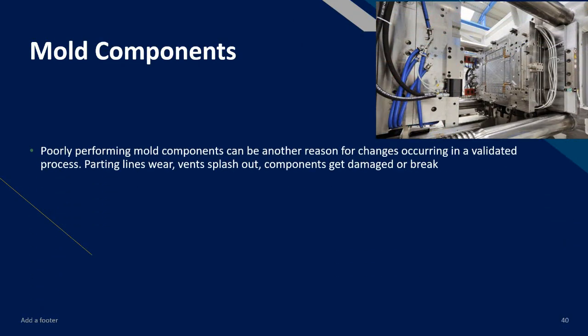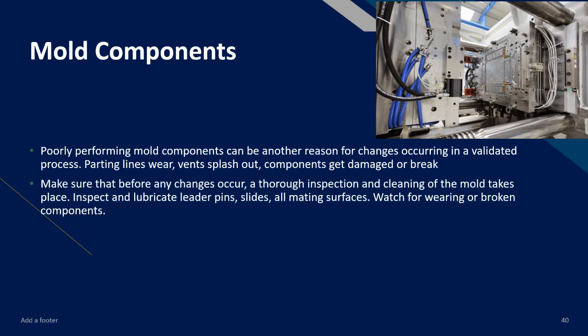Poorly performing mold components can be another reason for changes occurring in a validated process. Parting lines wear, vents splash out, components get damaged or break. You want to make sure that before any changes are made, you do a thorough inspection and cleaning of the mold. You're going to want to inspect and lubricate leader pins, slides, and all mating surfaces. Watch for wearing or broken components.